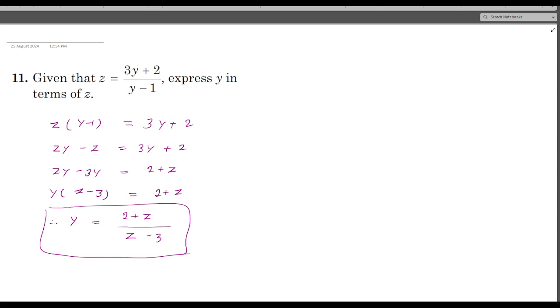So whenever you have the same variable at multiple places, then you have to bring everything on one side.